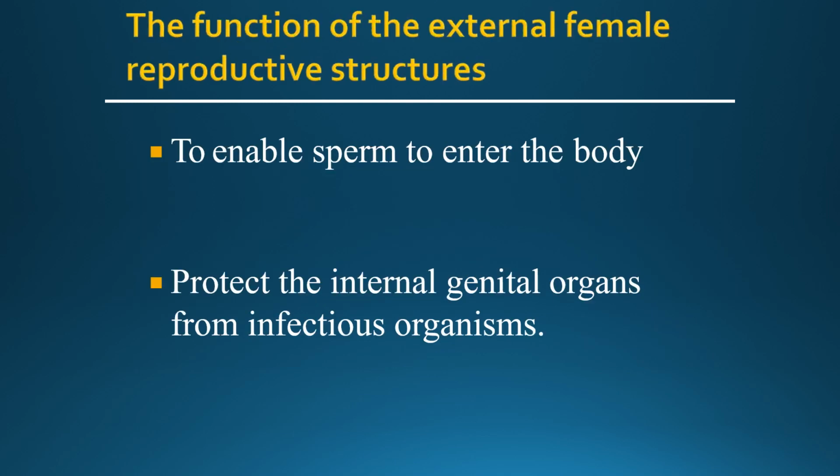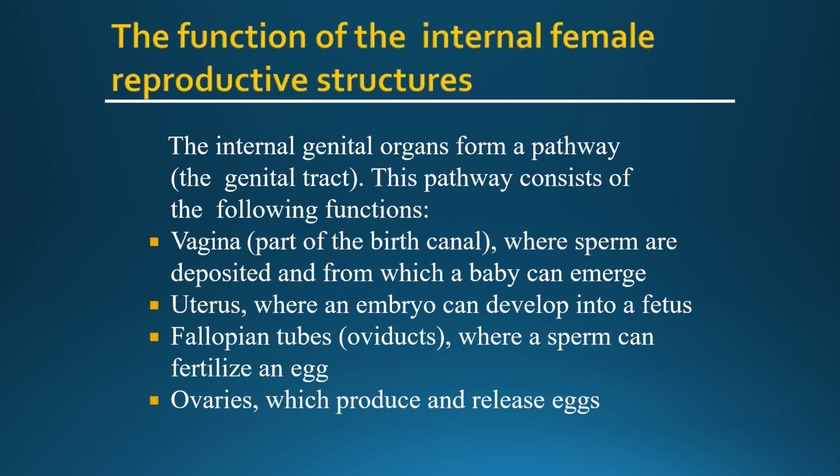The functions of the external female reproductive structures are to enable the sperm to enter the body and protect the internal genital organs from infectious organisms. The internal genital organs form a pathway, the genital tract. This pathway consists of the following structures.